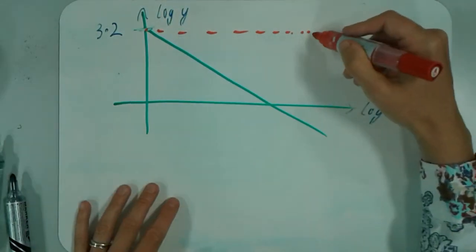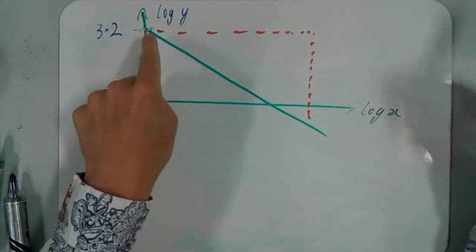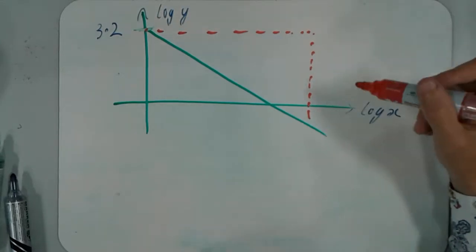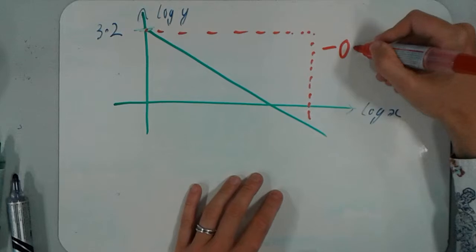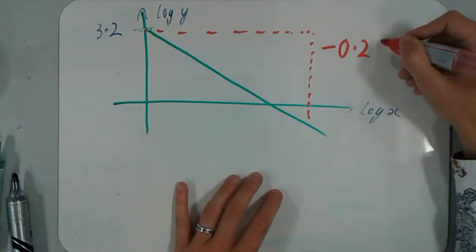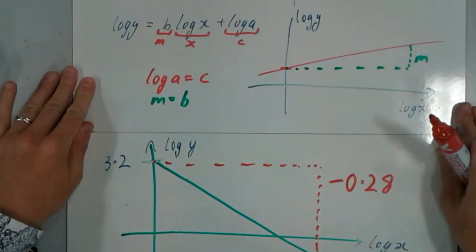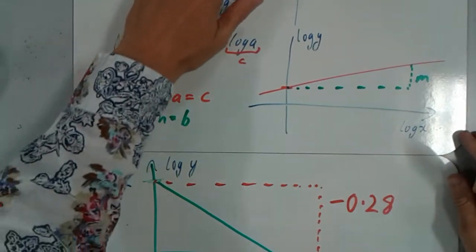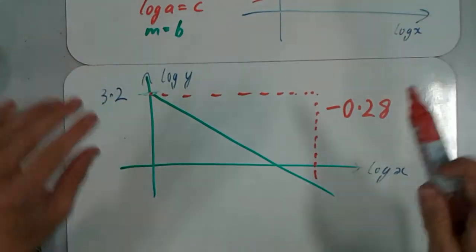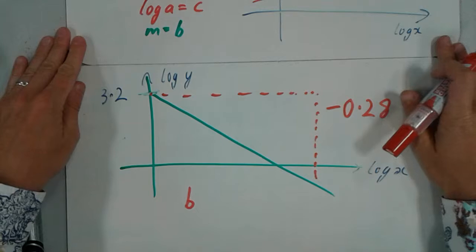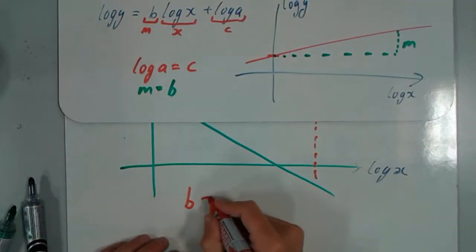And we'll say that we know our gradient. So remember, if you were given points, or you were given this as a graph and you needed to find the gradient, go for the biggest triangle you can to minimize any error. And let's say we have a gradient here of minus 0.28. Okay, so we will look at our original form and our logarithmic form, and we notice that b is just the value of our gradient.